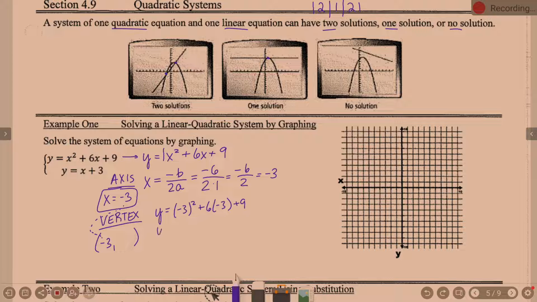Negative 3 squared is 9. 6 times negative 3 is negative 18, plus 9. 9 minus 18 plus 9 is 0. And so now we have a vertex of negative 3, 0.